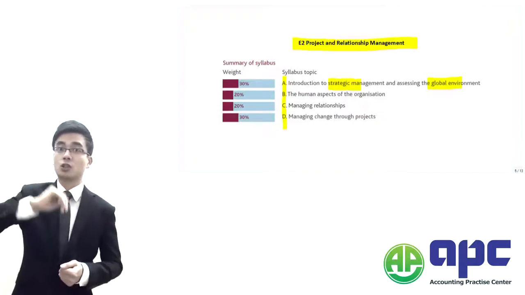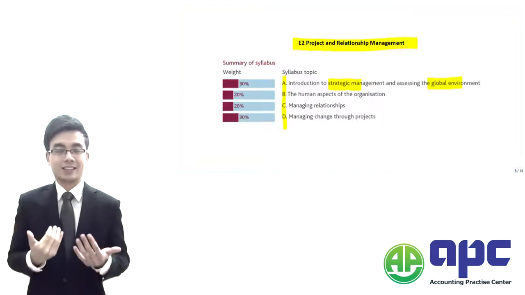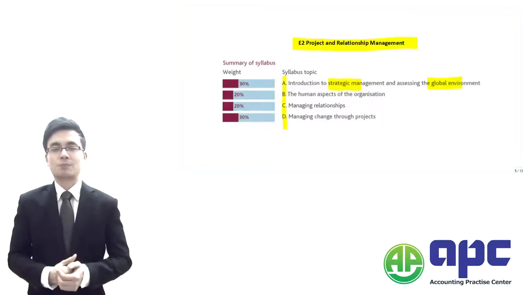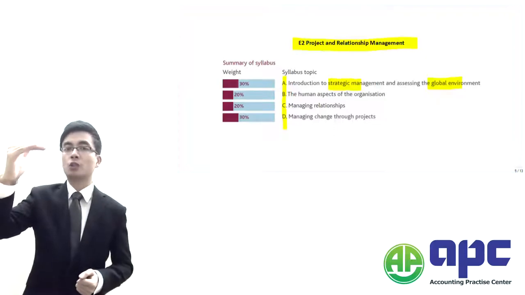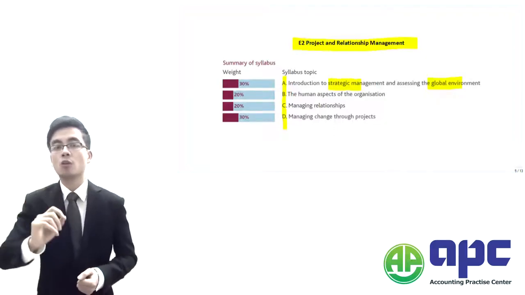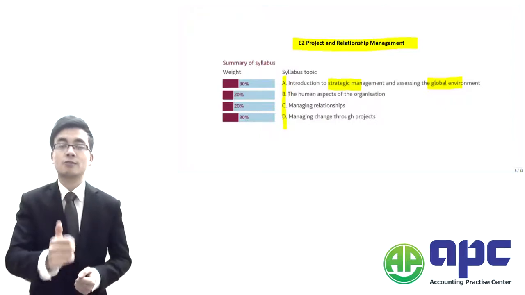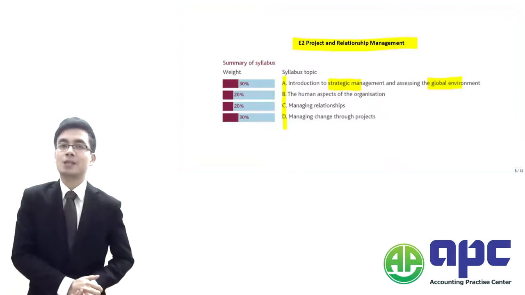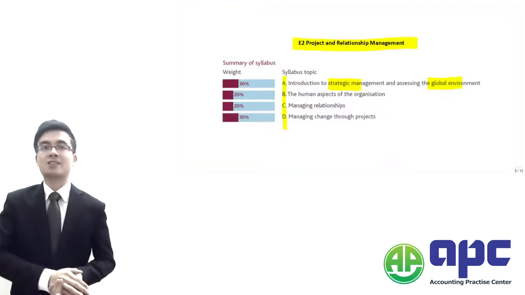And our corporate strategy talks about which industry we are in. For example, we are in the education company industry. The business strategy means how we're going to compete with our competitors. So here for the APC, we offer highly efficient videos for you to help with your Cima exams with low costs. Okay, so that's our business strategy.